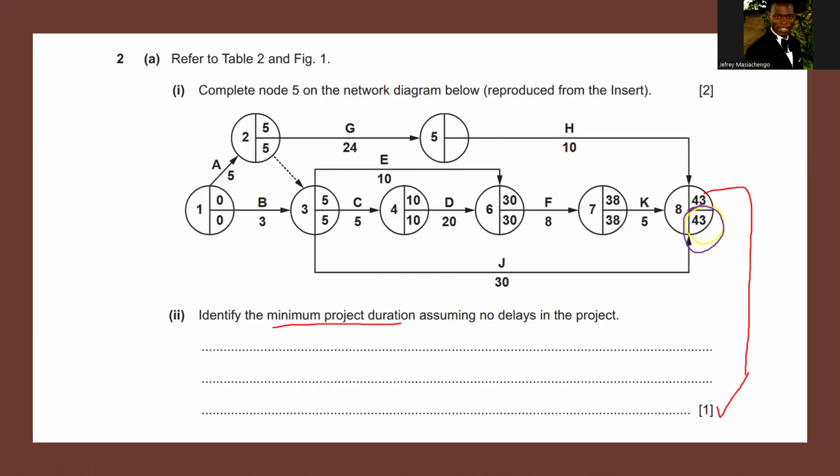Let's do a backward pass. This time around, we're doing a backward pass. So I will just call it B pass. On a backward pass, we are now subtracting. On a forward pass, we're adding. Now we are subtracting. So we start from the end. We say 43 minus 5. What do we get? 43 minus 5. That's 38. So this is a minus 5. We get 38.